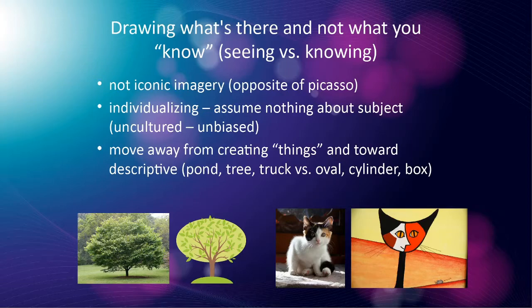So you move away from creating a thing and more towards creating something descriptive, like, I'm creating a pond or a tree or a truck. The truck is made up of a box and cylinders and things, and so you draw those things. Look at what you're drawing, forget everything you know about it, and draw what you see there. The whiskers going this way, the leaves going that way.